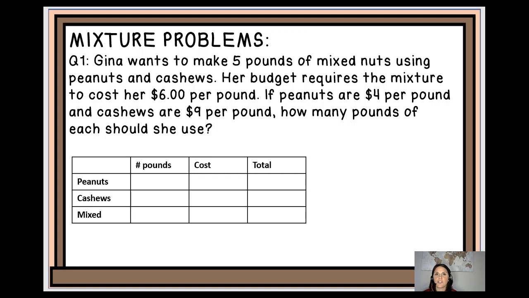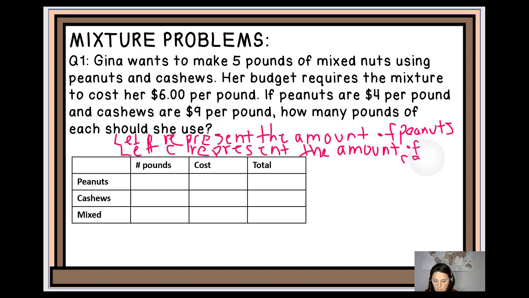So the very first thing that we should do is make our let statements. Once we have our variables defined, then we can go ahead and organize our information into the chart provided. Okay, so in the chart, I'm going to fill in what we know. For peanuts, I'm going to put the letter P under the pounds column. Cashews, I'm going to put the letter C. And beside mixed, I know that I want 5 pounds of the mixed nuts, so I'm going to put a 5 in there.